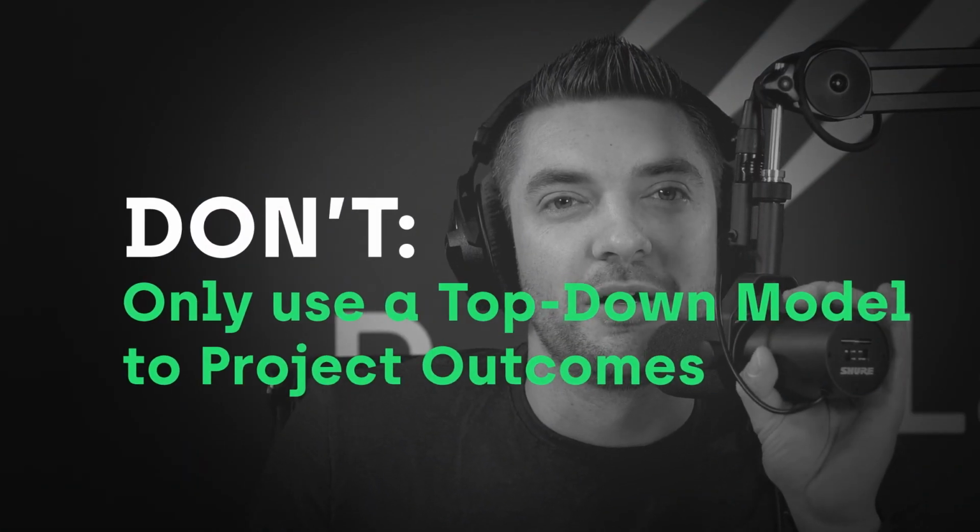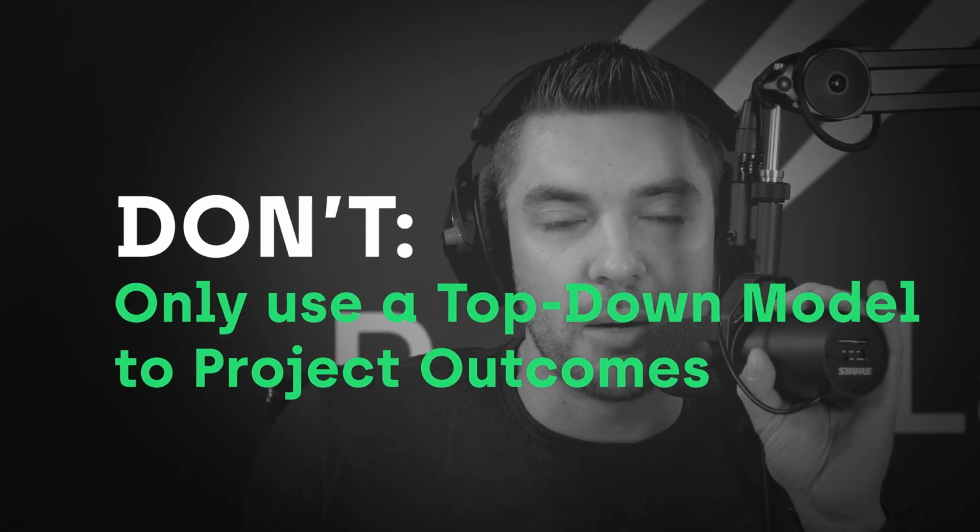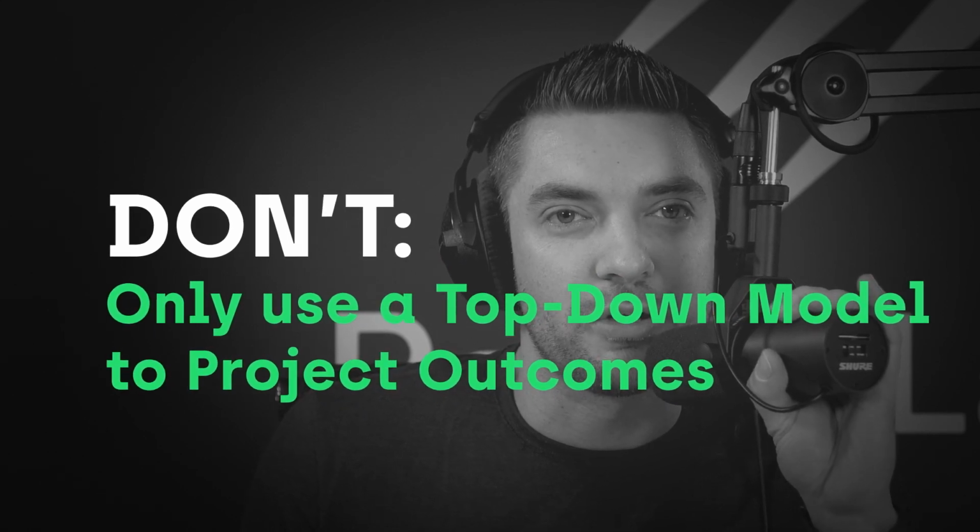Number one, only using a top-down model to project your outcomes. This is one that happens a lot. It happens across the board, very often in Series A, B type of companies, but I see it happening also in larger, more established organizations as well. The issue with this is that a top-down model is often not rooted in reality. It's not rooted in historical performance.